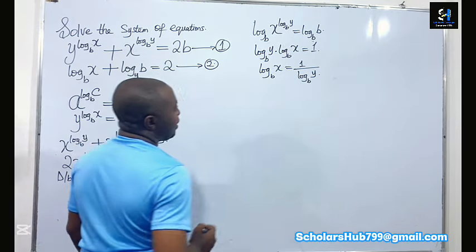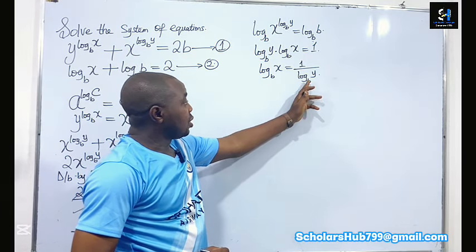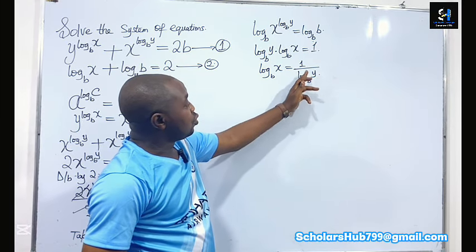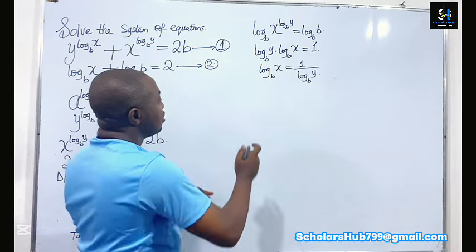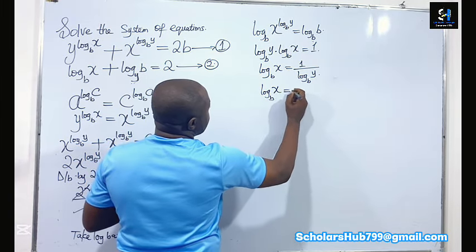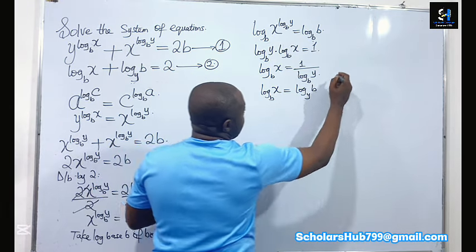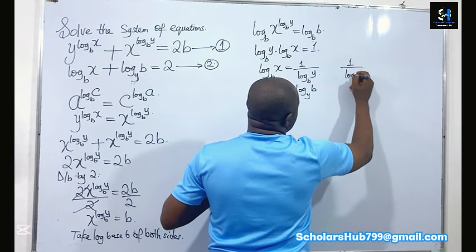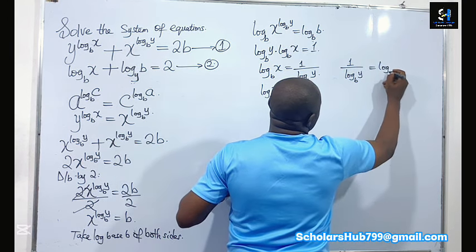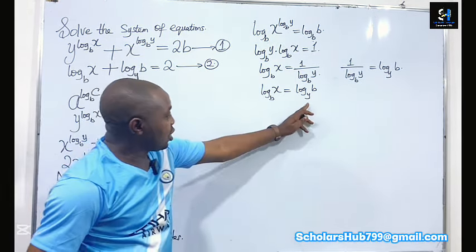Now, 1 over log base b of y will be equal to log base y of b. So which means we have log base b of x equals log base y of b. Let's not forget that 1 over log base b of y is equal to log base y of b. Very important.